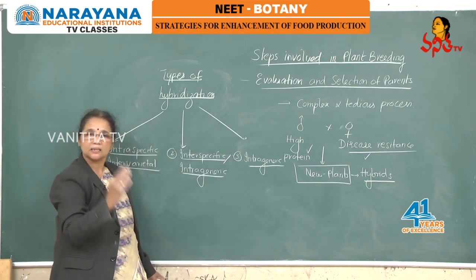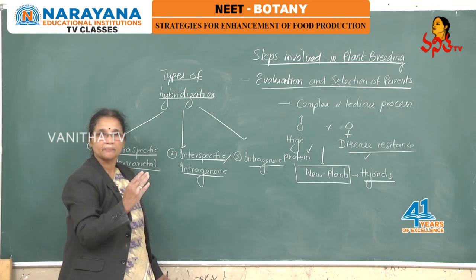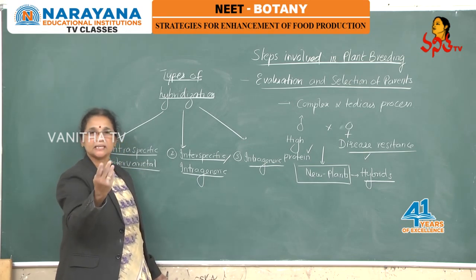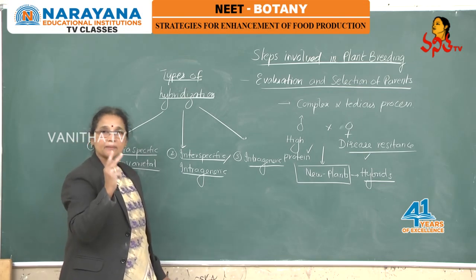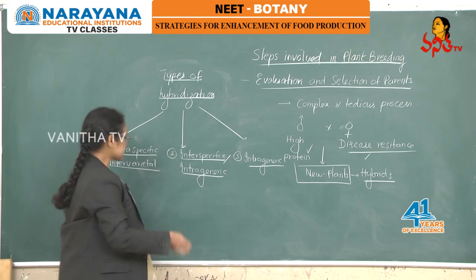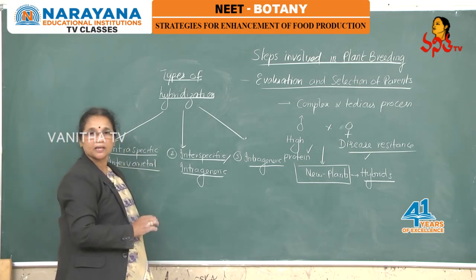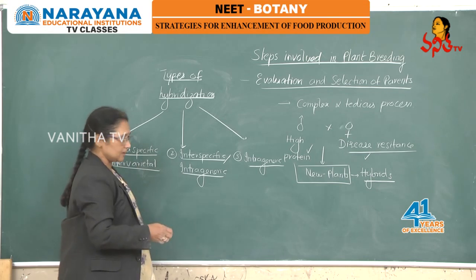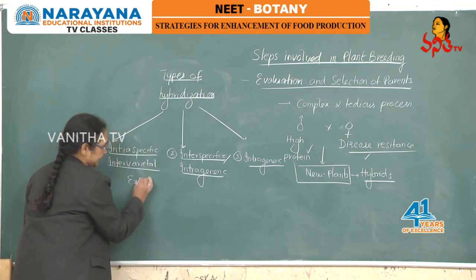If a cross is made between 2 different varieties of the same species, listen here, it is called intraspecific or intervarietal. For example, maize.